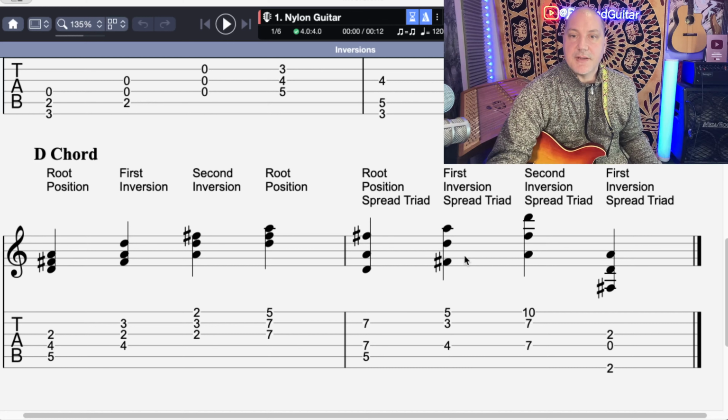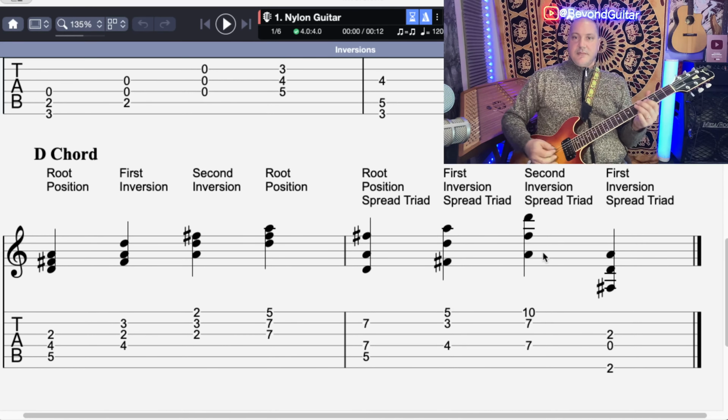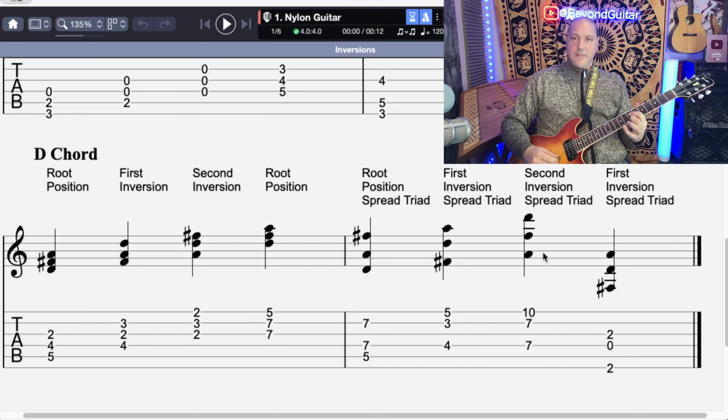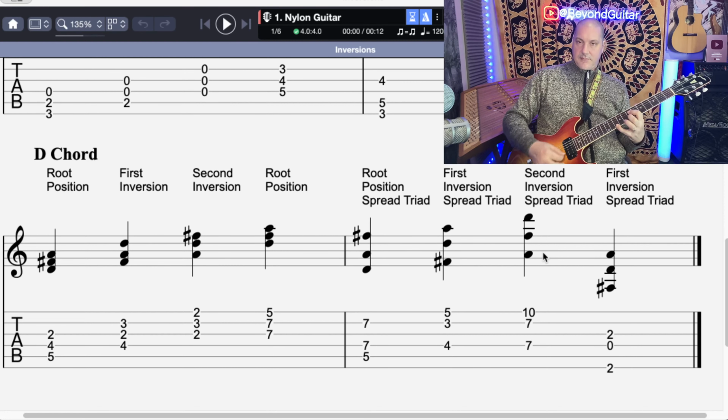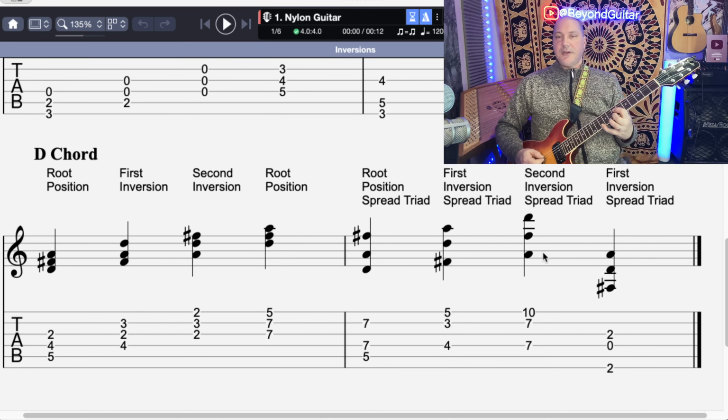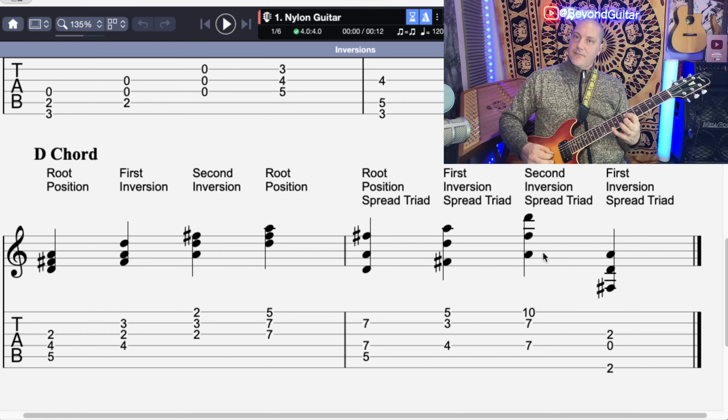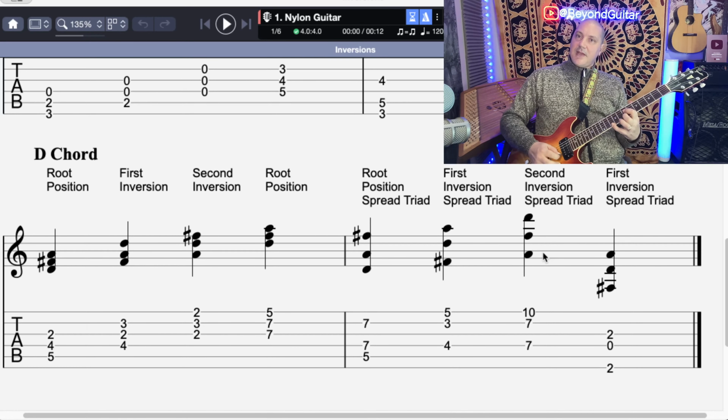Okay, what's next? Now we have A, F sharp, D. In this chord, A is at the bottom. The fifth of the chord is at the bottom. It must be a second inversion chord. I kind of like it when the root note is at the top. That would be a perfect way to end a song. Especially if the singer sang the root note at the top.